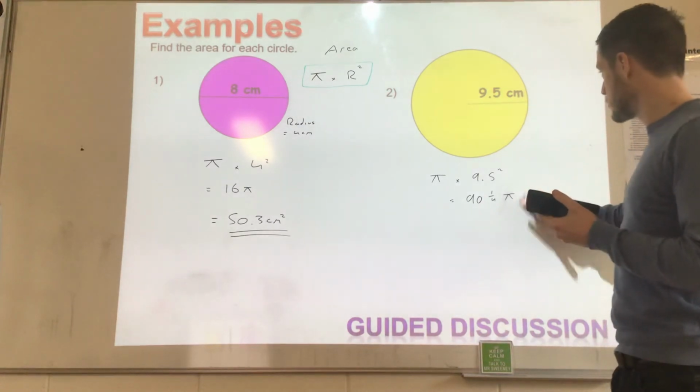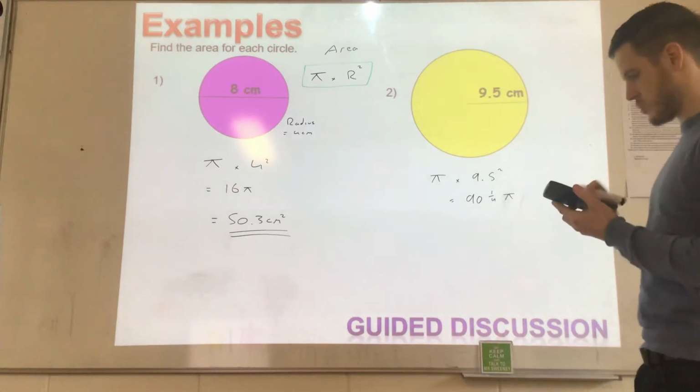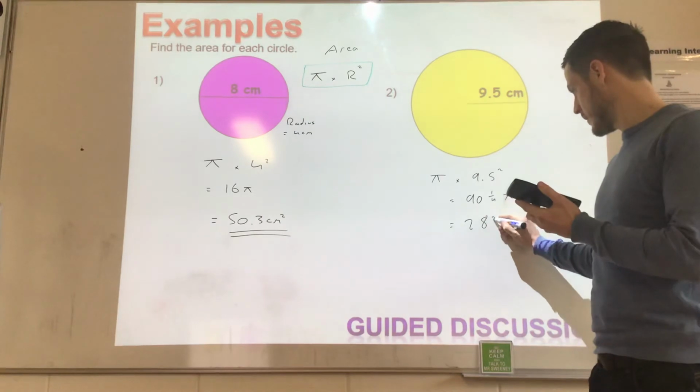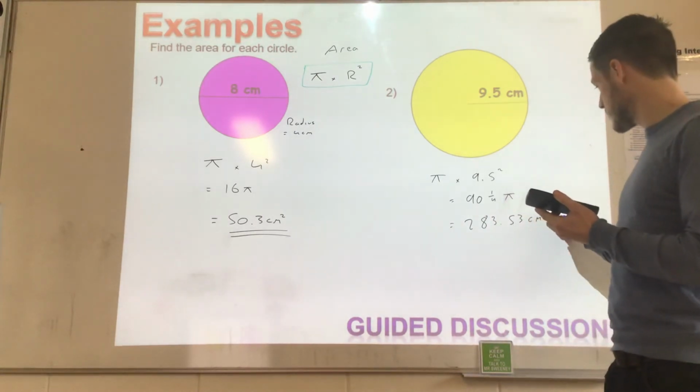Centimeters squared. I can change 90 and a quarter pi to a decimal. I just press change or SD, and I get 283.53 centimeters squared.